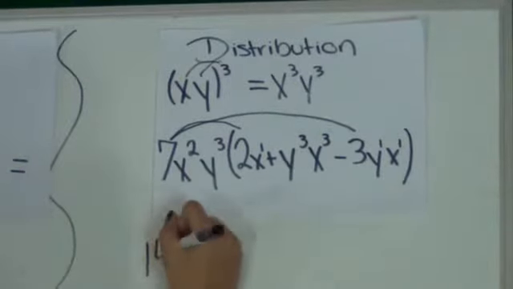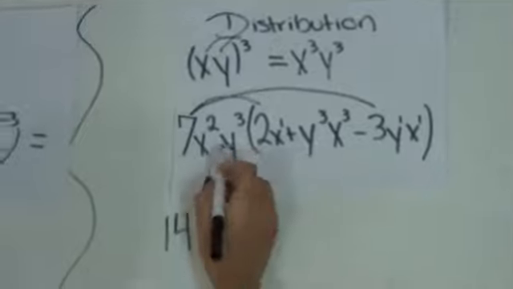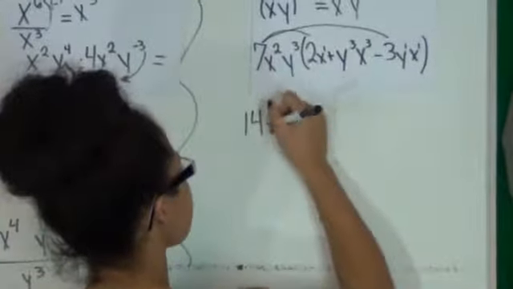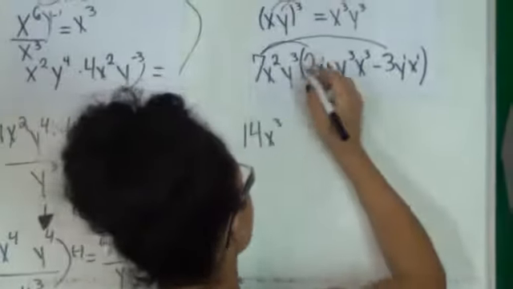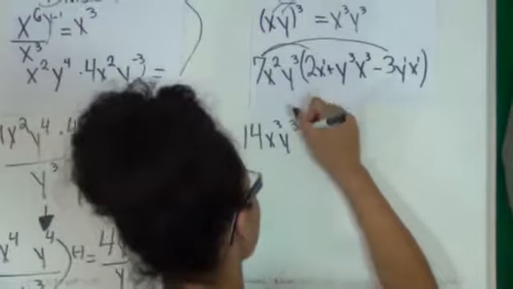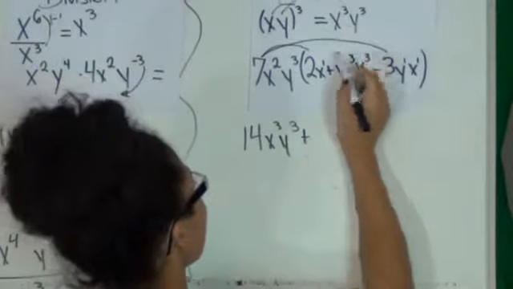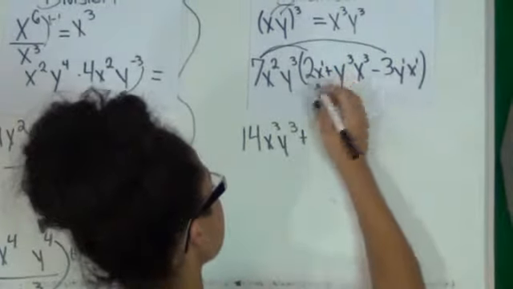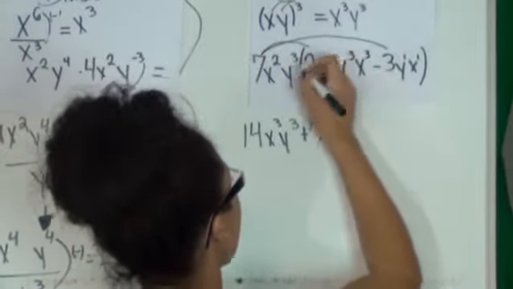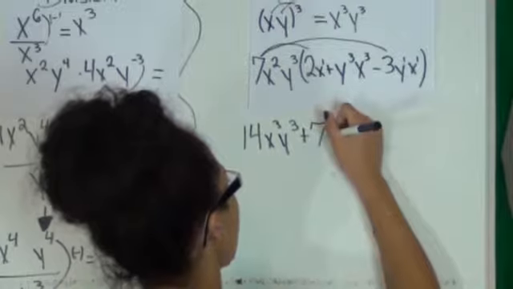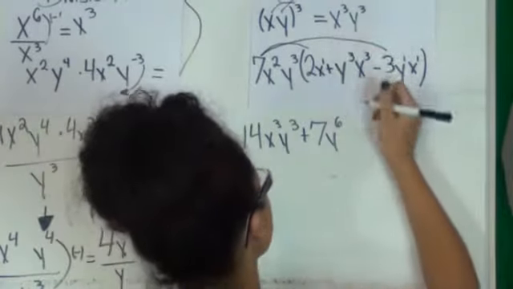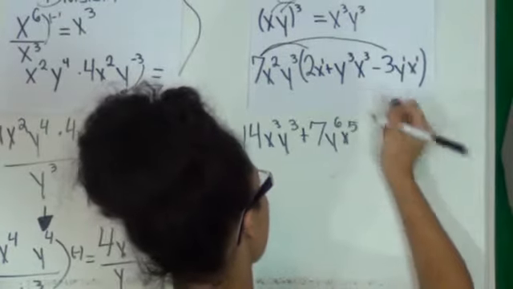It's going to be 14, and then you're going to add the 2 to that x. That's going to be x to the power of 3. And there's no y, so you're just going to bring down that y. You're going to add that. And in this one there is no exponent, so it's still going to be 7 because there's a 1. 7. And then you're going to add the y's. The y's are going to be 6. And the x's are going to be 5.